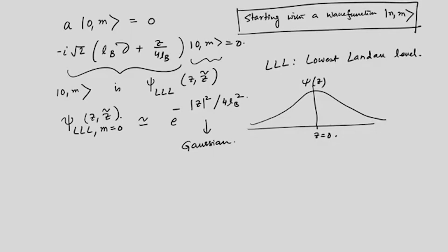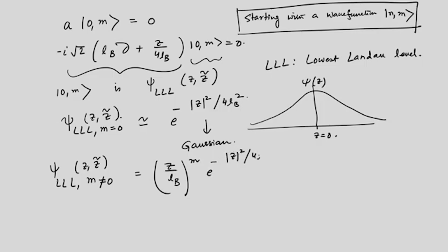Okay. If you want to have an ansatz for the LLL with m not equal to 0, as a function of z and z tilde, then it should be something like z over LB to the power m, that is a polynomial, and then the Gaussian with z square divided by 4 LB square. So, this is the Gaussian multiplied by a polynomial and so on.